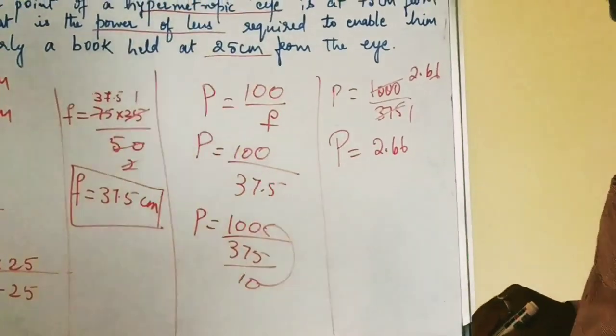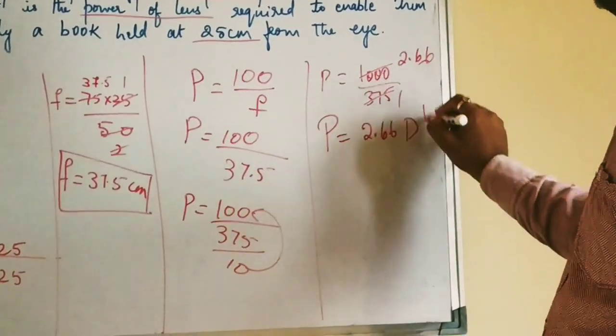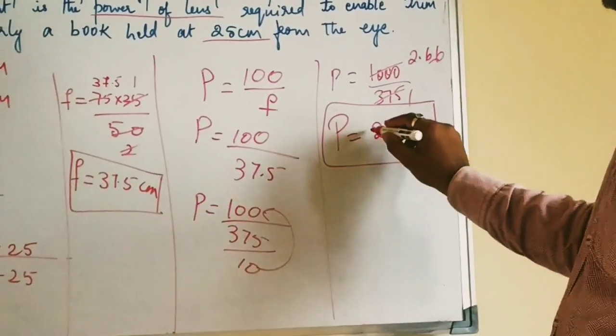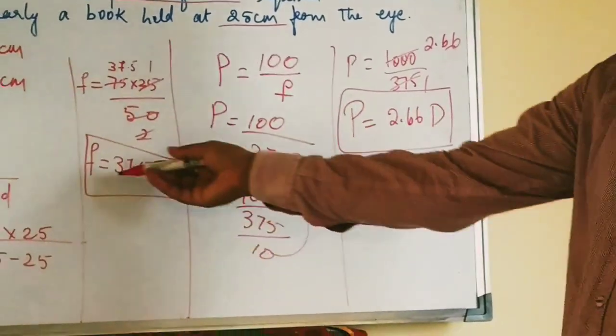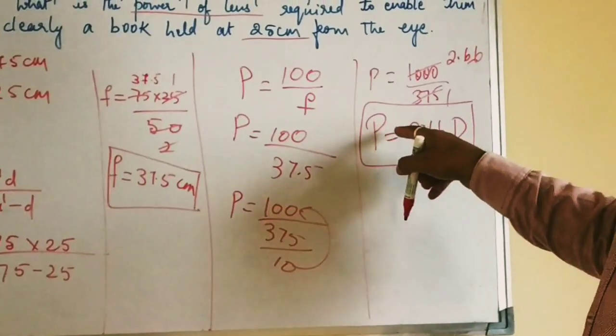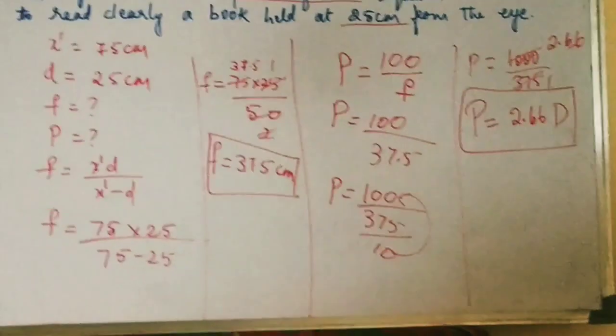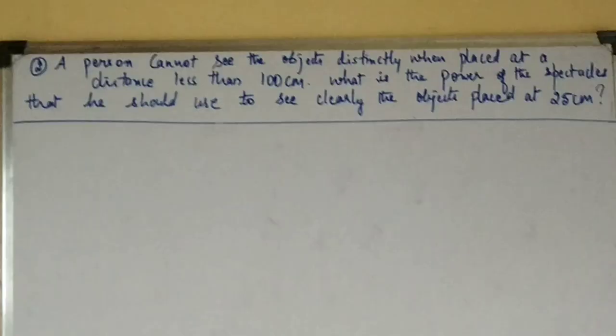Now this power is measured in diopter. So the value of power is 2.66. That is positive. Why have we got positive? Because the focal length we got is positive, that's why the power value is positive. 2.66 diopter is the answer. Okay, moving to the second problem, you can see here.